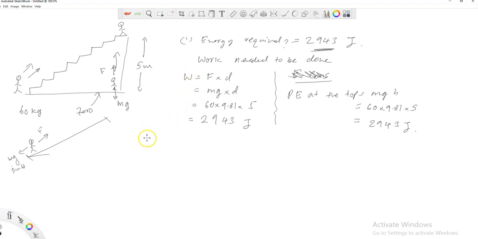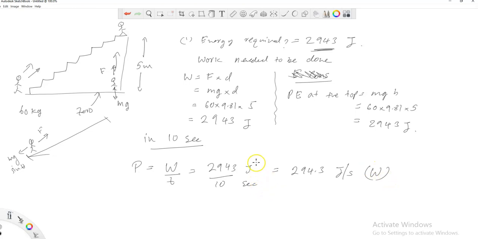So let's say he reaches the top in 10 seconds. What's the power requirement? Power is work divided by time, or energy divided by time. So 2943 joules divided by 10 seconds, which is 294.3 joules per second, or watts. He needs to have a power output of 294 or 300 watts in order to do this in 10 seconds.